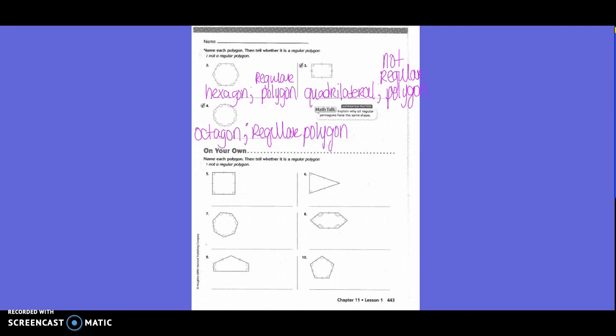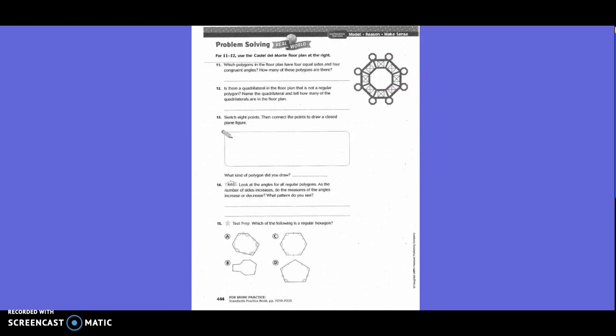Okay, so on your own, name each polygon, then tell whether it's a regular polygon or not a regular polygon. So you're literally doing just what we did, right? Okay, so right here, you need to put your semicolon in the middle so you remember to do both things, correct? Okay, so with your partners, you need to do 5 through 10. Problem solving for 11 through 12, use the Castle Del Monte floor plan at the right.